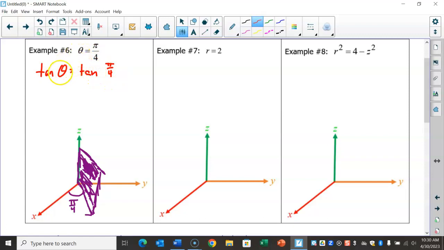Why did I choose tangent? Because that's one of the equations that we know, one of the equations that we did on the previous page. I know that the tangent of theta is simply y over x, and the tangent of pi over 4 is simply 1. So I get the equation for this particular example: x equals y.